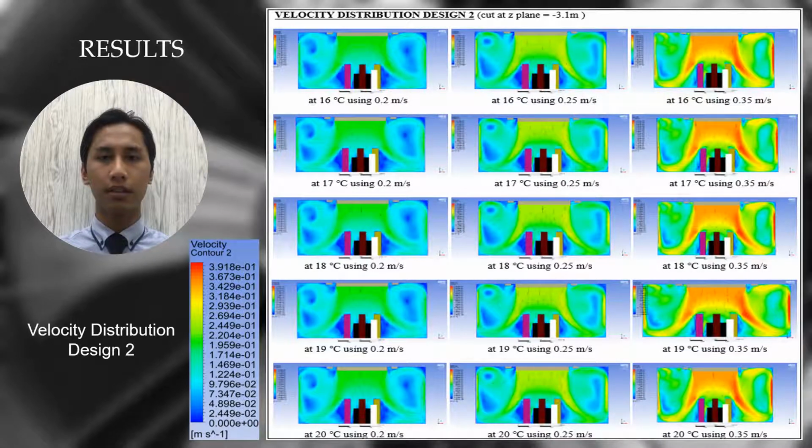In this slide, the results of the simulated models for design 2 are shown in the figure on the right side of the slide, cut at the z-plane. The figures show a different reaction of air movement in design 2 when using identical various temperatures and velocities, as well as the range of measured velocity, as design 1. It is observed that the displacement of air distribution in design 2 is higher than design 1.